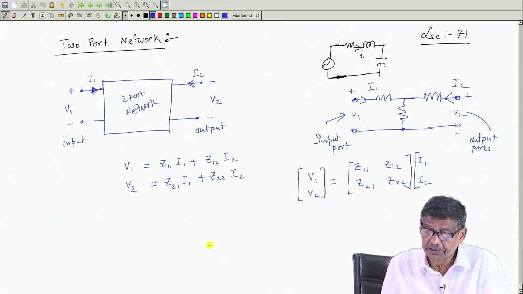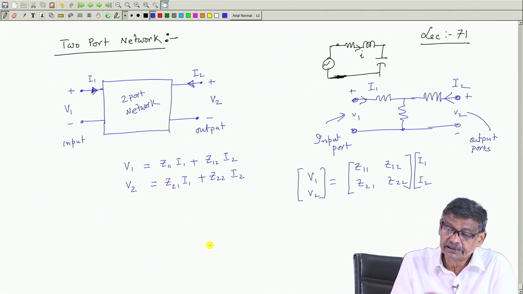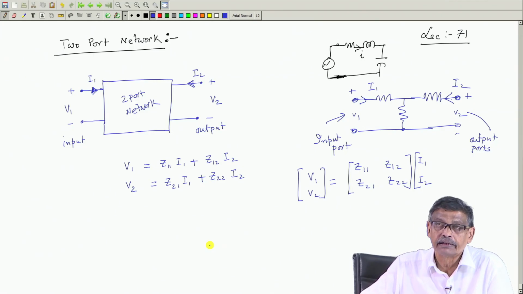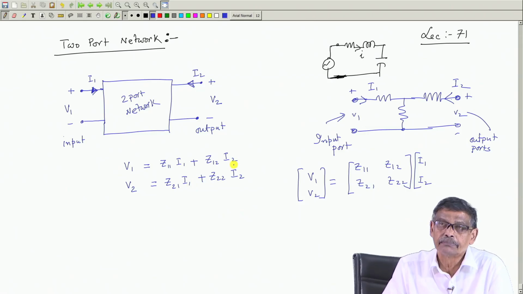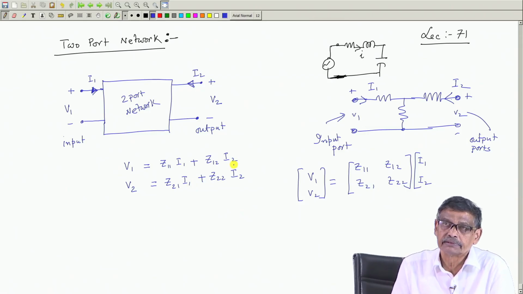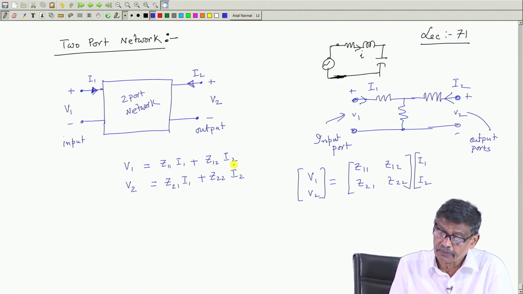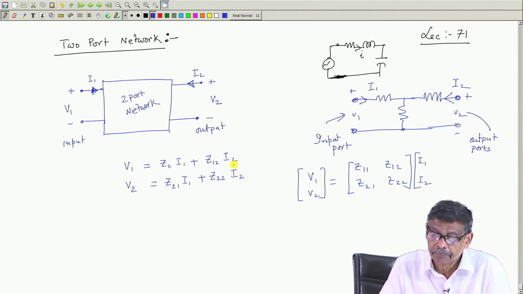So, this is one way of connecting the voltages and currents of input and output ports. There will be several other ways. Why have I written Z here? Because the left hand side dimension will be in volts and I is in amperes, so these coefficients of I 1, I 2 must be in ohms. That is why I have written Z, impedance, so that the same unit comes on the left hand side and right hand side.